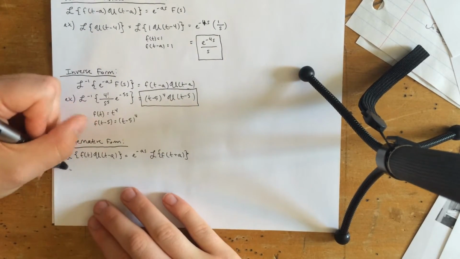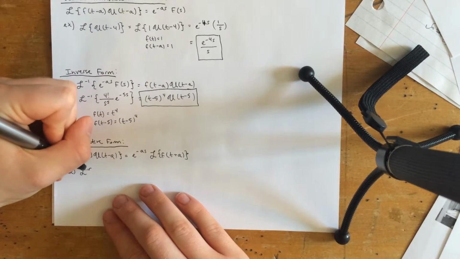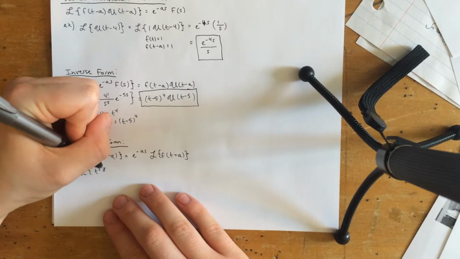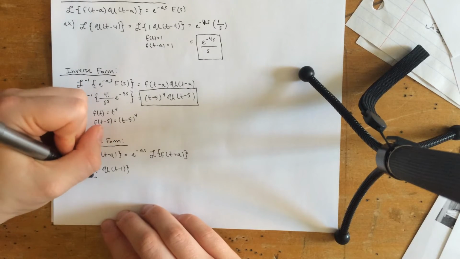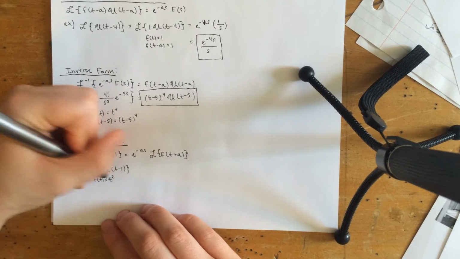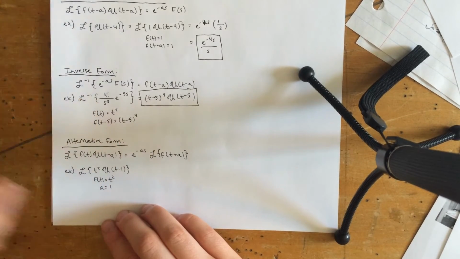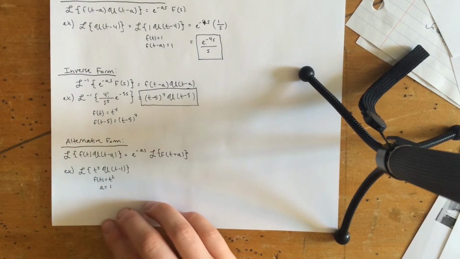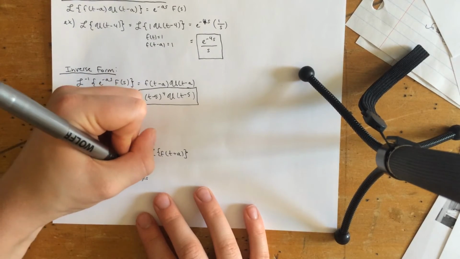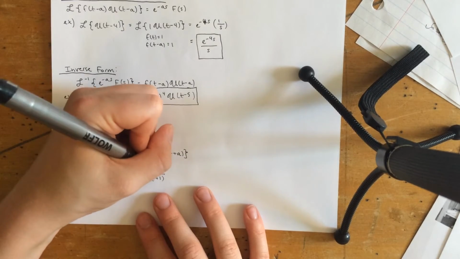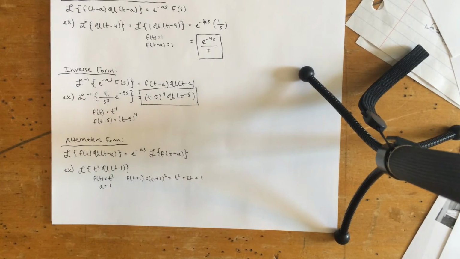Okay, so here's my example. Take the Laplace transform of t squared times Heaviside t minus 1. So f of t equals t squared, and a here equals 1. We can see it from here. So f of t plus 1 equals t plus 1 squared, which equals t squared plus 2t plus 1.